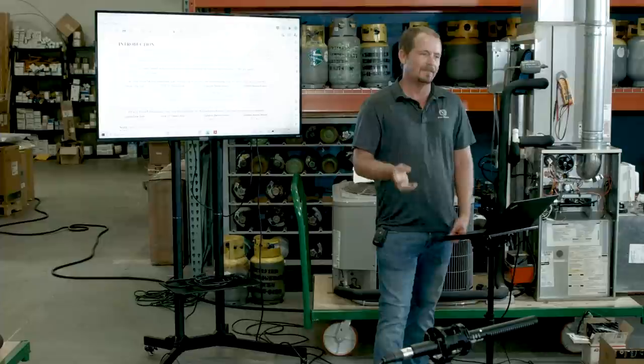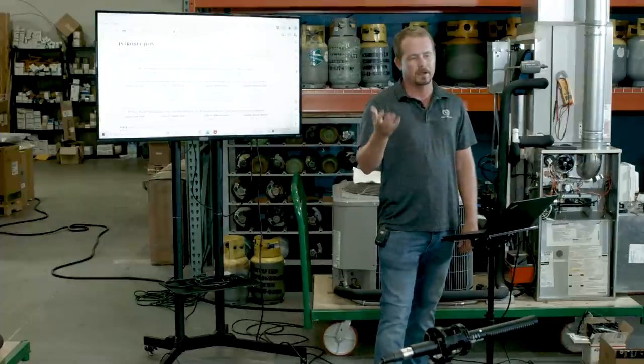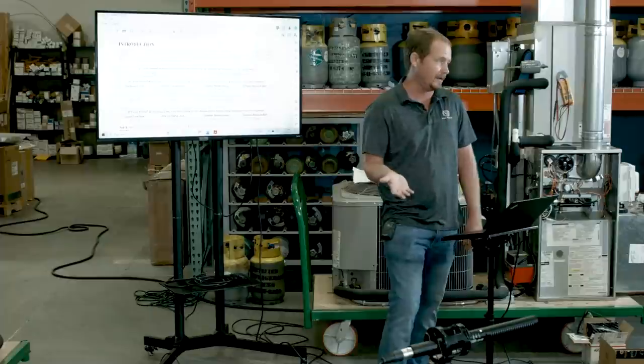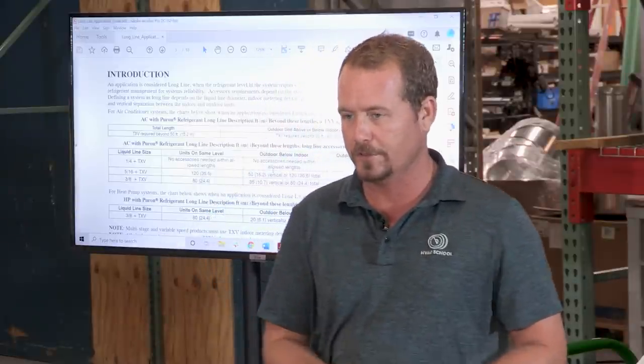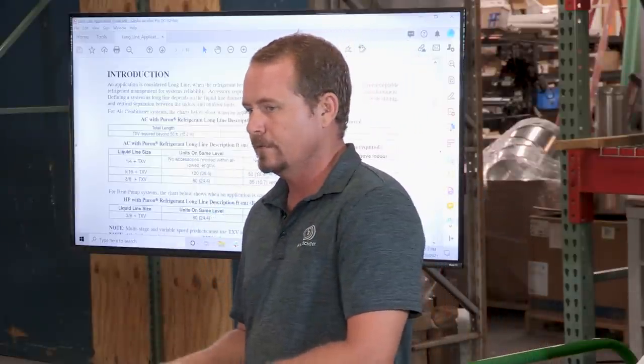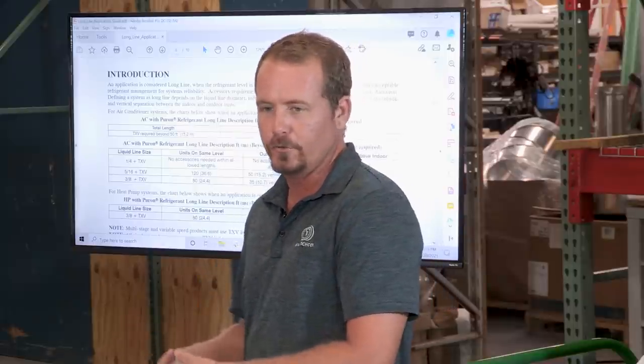But then you also have the potential for pressure drop on the liquid line, but you can also have static regain on the liquid line too, and we'll talk about that. But the main factor with long lines is that you have more refrigerant. And when you have more refrigerant, what can that more refrigerant do when the system turns off?